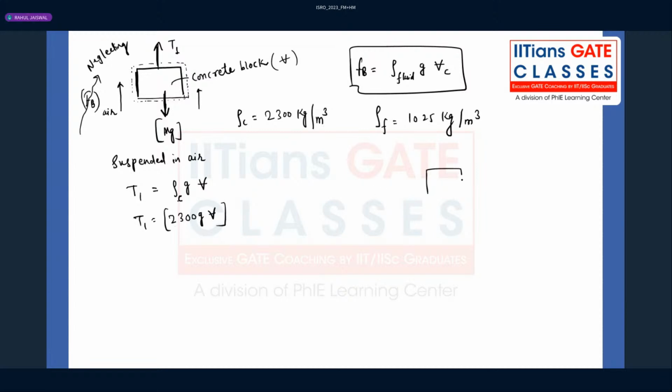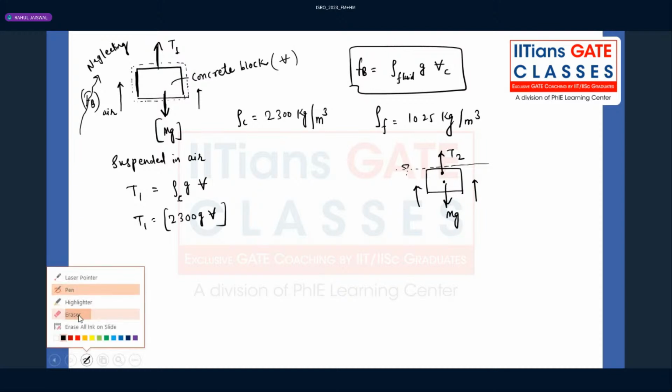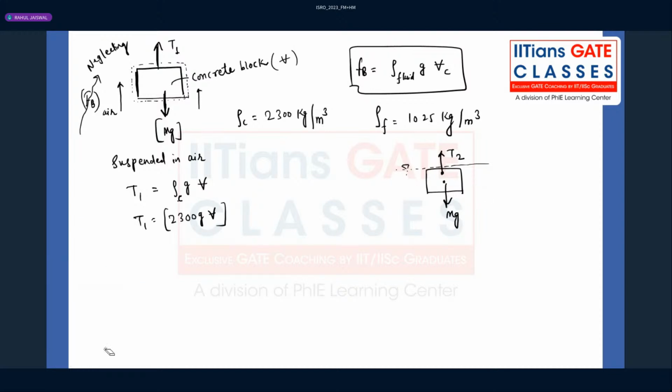On the other hand, when we suspend this concrete block inside the liquid, again the tension in the rope will be T2. Now, the weight of the concrete block is here. And because it is replacing the fluid, which is heavier compared to air, it will apply some kind of buoyancy force from the centroid of this displaced fluid, like this.